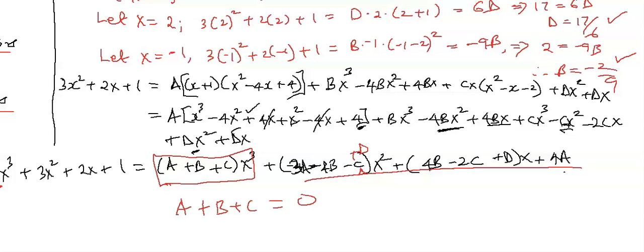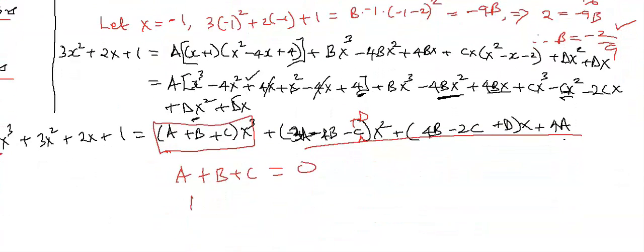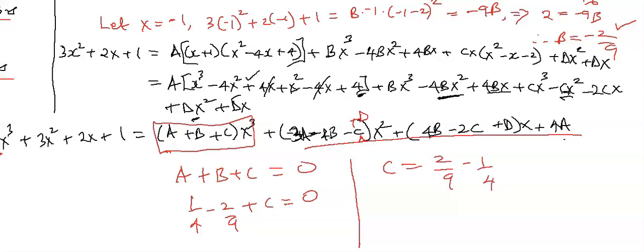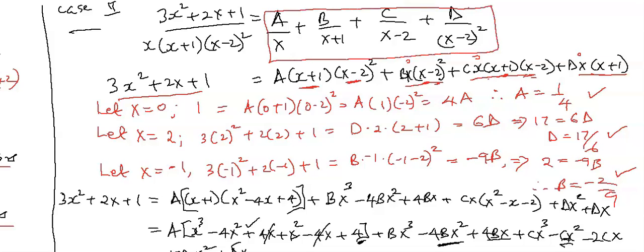But already I know a is a quarter, and b is 2/9. C, I don't know. So from here, it's clearly that C is 2/9 minus a quarter, which is the same as 8 minus 9 over 36, that is minus 1 over 36. And when I get that, it is easier for me to write these partial fractions using those constants a and b.